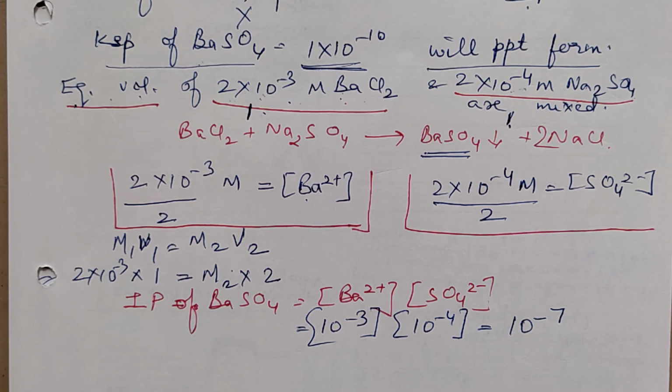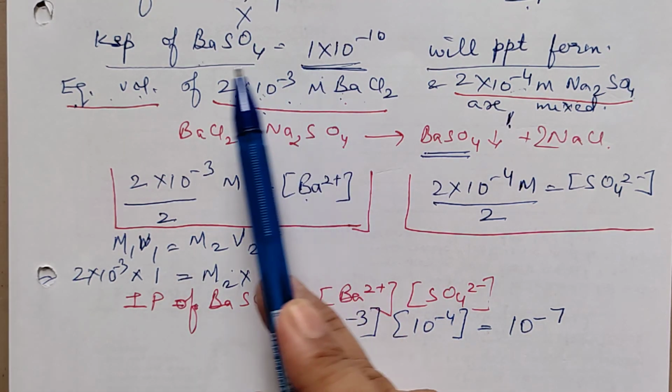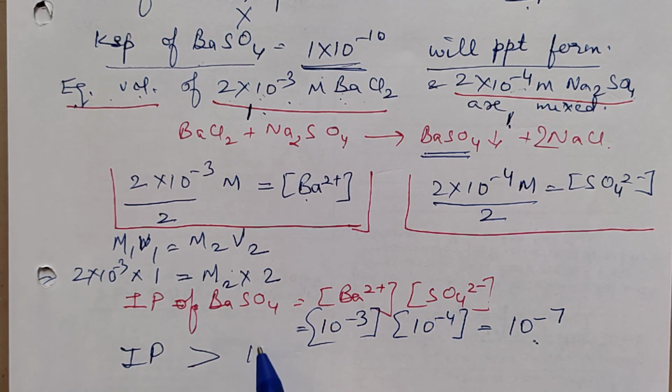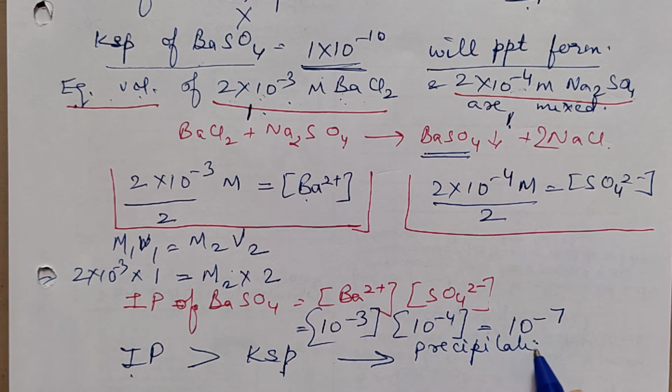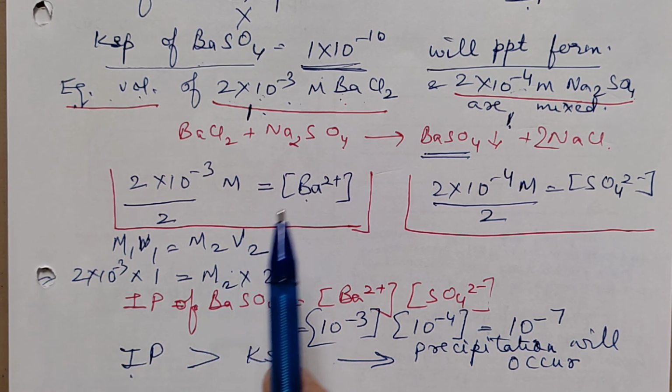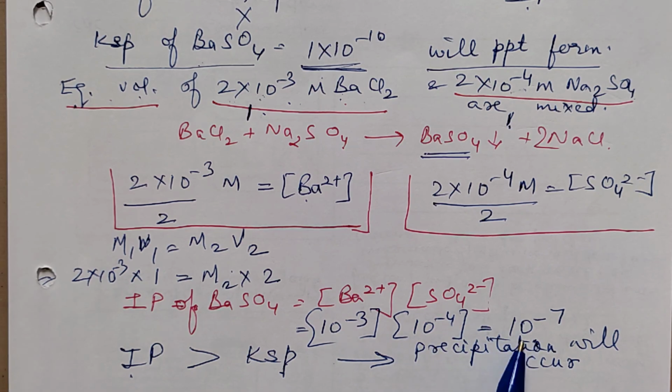Now what we find is our Ksp value was this much, 10 to the power minus 10, and the ionic product came out to be this. That means the ionic product is greater than the solubility product. So when the ionic product is greater than the solubility product, we will say that precipitation will occur. In case when you calculate the concentration of the ions and the product of it, you find the value is less than the given Ksp value for any question, then you will say no precipitation will occur.